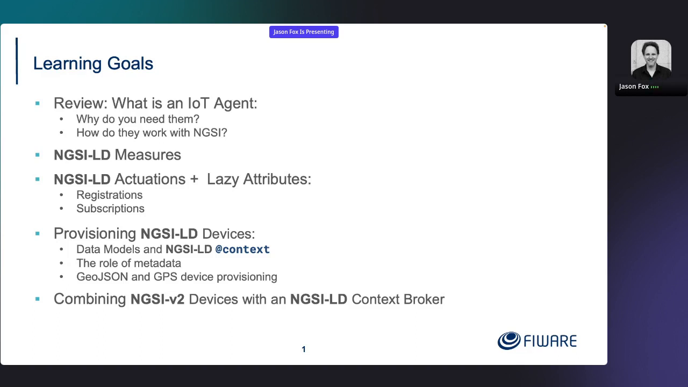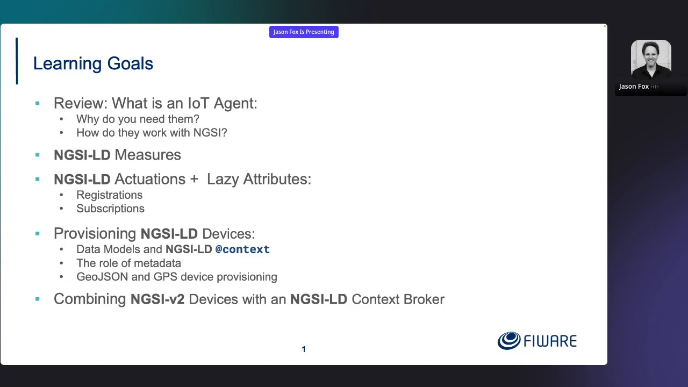There are effectively three different types of context data which arrive via IoT devices. Obviously, not all context data is bound to an IoT device. We're not on that layer, we're higher up. But the easiest one to deal with, and the one we'll deal with first, is measures. And then we will move on to the idea of actuations and lazy attributes.